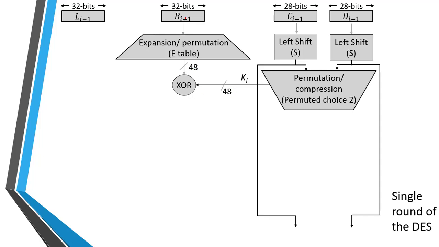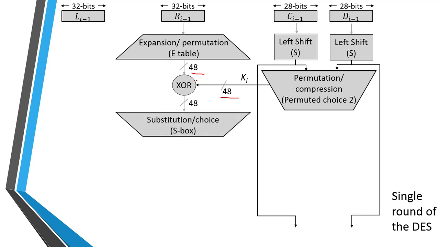Here the right half is given to the expansion table and the output for this right half is 48 bits. Expansion means it expands the bits. So the 32 bits of the right half are now 48 bits and the key size is also 48 bits. Both are now applied to the exclusive OR operation. The output of the exclusive OR operation is obviously 48 bits. Now this 48 bits is given to the substitution box, which is also known as the S box in the DES.